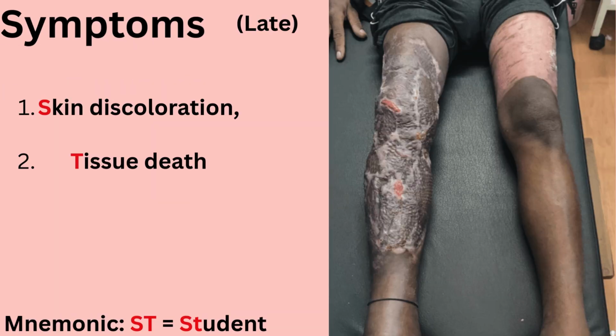Now, what are the late symptoms? There are only two. Number one is skin discoloration. The skin may turn red, purple, or bluish gray. Lastly is tissue death. That is the last or the end stage of necrotizing fasciitis, in which the skin and the underlying tissues may start to die, turning black.